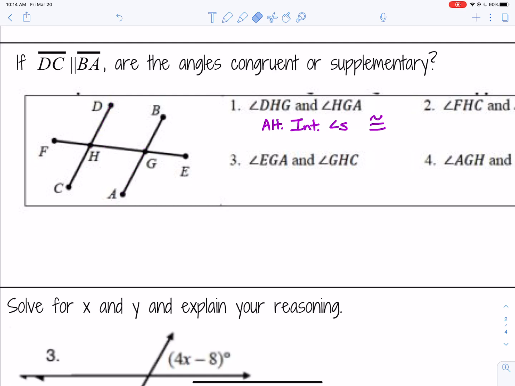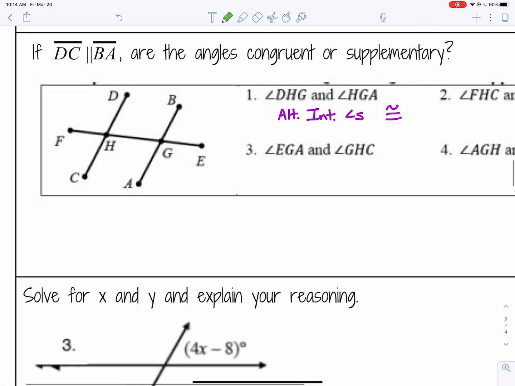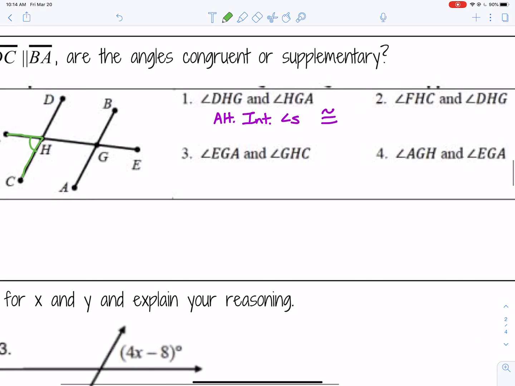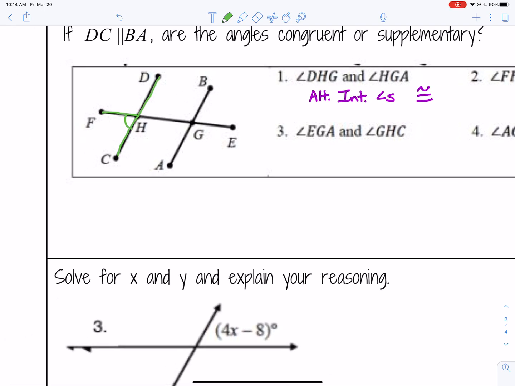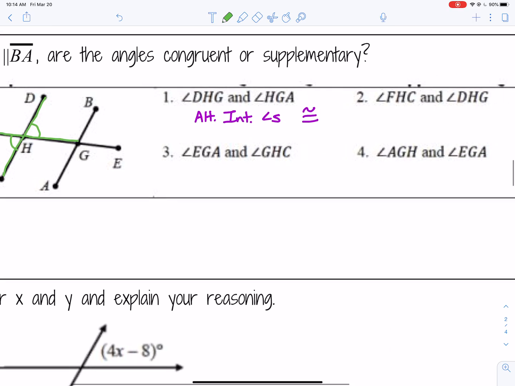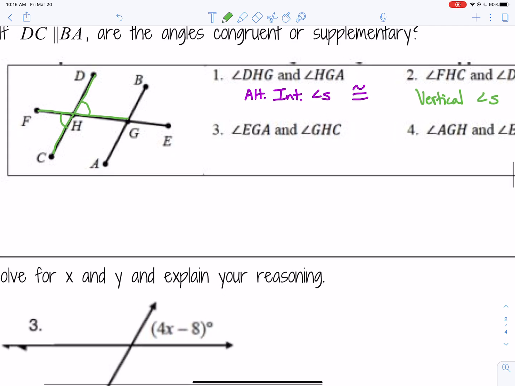Okay, so let's try the next one. So FHC. F to H to C is right there, and DHG is the angle right here. So those two angles I have labeled appear to be across the intersection of those two segments. So those would be vertical angles. So I like to write what they are, and then that they are congruent or supplementary. So those are congruent because they are vertical angles.